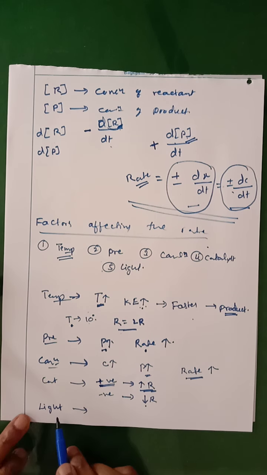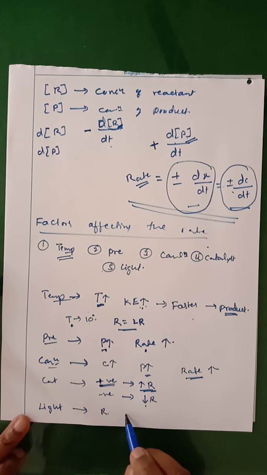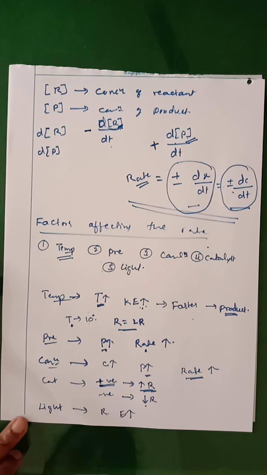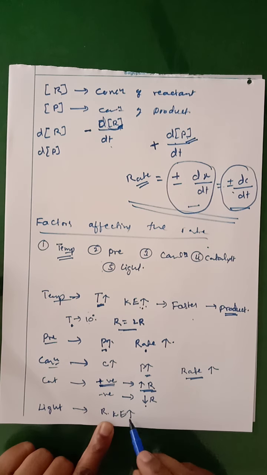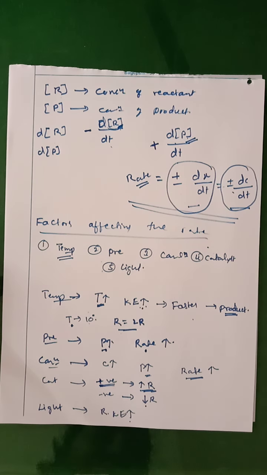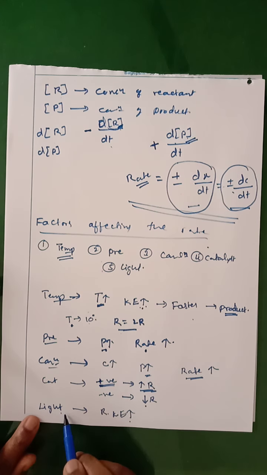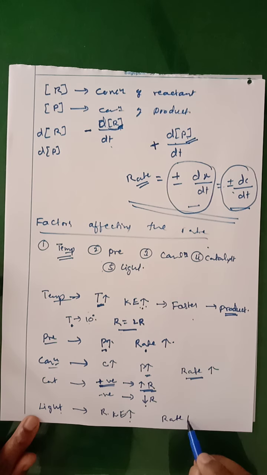By the application of light on a reaction, the reactant molecules will acquire some amount of energy. That means the kinetic energy of the reactants gets increased by the application of light on the reactant molecules. With the increase in kinetic energy, the reactant molecules will move with faster velocity, so that the product formed is also more by the application of light on the reactants. Hence, in the presence of light, the rate of reaction gets increased.